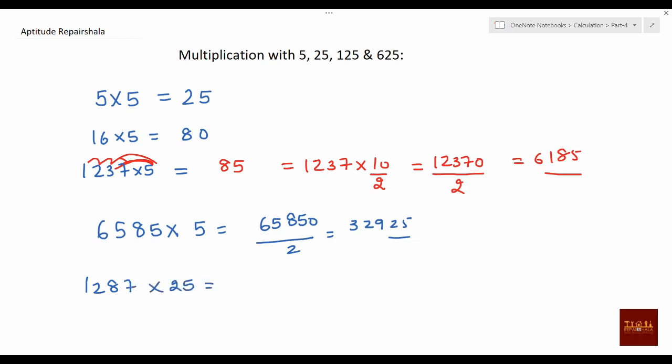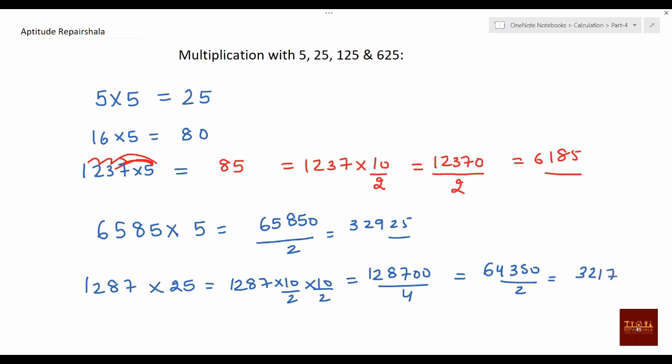Same thing, assume this is given: 1287 into 25. Now 25 we can write as 5 square, or 1287 into 10 by 2 into 10 by 2. This is what we can write. Now this will be 128700 divided by 4. Now how can you go? You can go one by one. First divide by 2 and then again divide by 2. So first we divide by 2: 2 6s are 12, 2 4s are 8, 2 3s are 6, 2 5s are 10, 0 divided by 2, and then it will be 2 3s are 6, 2 2s are 4, 2 1s are 2, 2 7s are 14, 2 5s are 10. This is the answer. Easy, right?